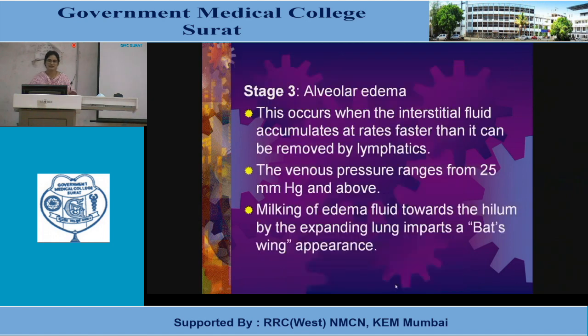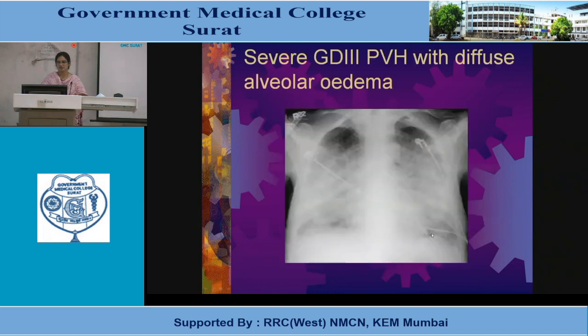The third stage is alveolar edema. Here the interstitial fluid is accumulating at rates faster than it can be removed by lymphatics. So this will lead to a bat wing appearance. You can see it appears like these are the wings of a bat. So this is grade 3 PVH with diffuse alveolar edema.